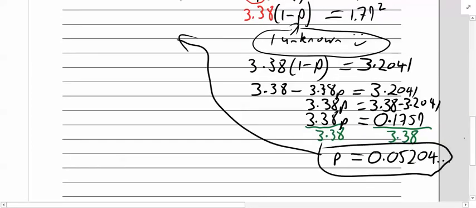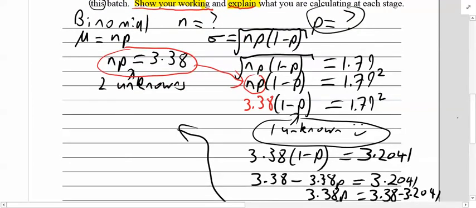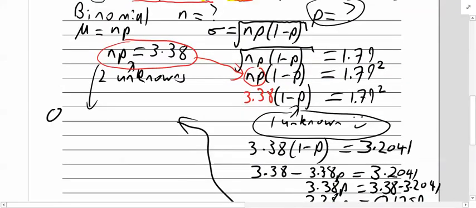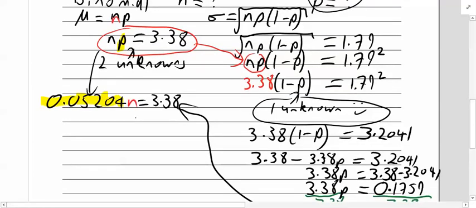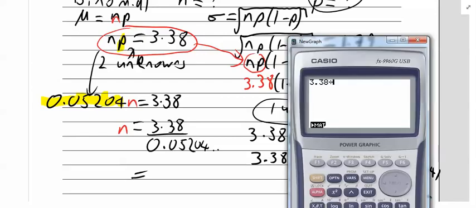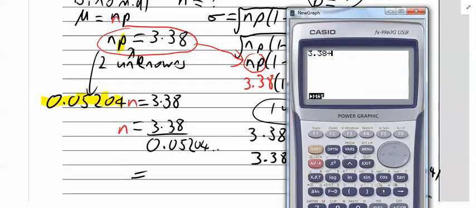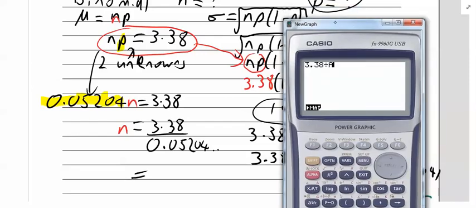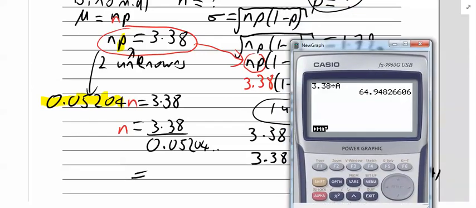Okay, so now I'm going to sub that back into my other formula up here to find out the number of trials. So NP equals 3.38, so 0.05204 times N equals 3.38. We already know P, but we don't know N. Dividing it, we should find our N value. So N equals 3.38 divided by that. Grab our calculator. 3.38 divided by, and since I've saved it as A, just go divided by alpha A. That's the unrounded version. Execute. And we get 64.948.